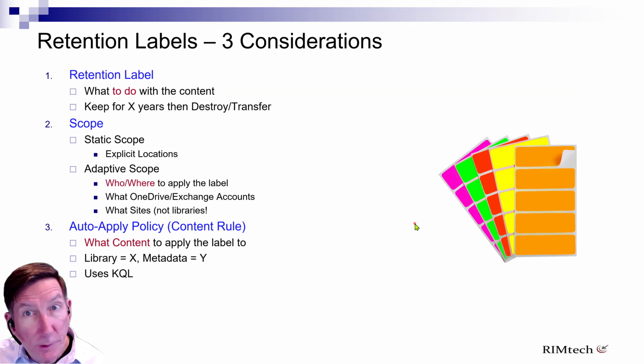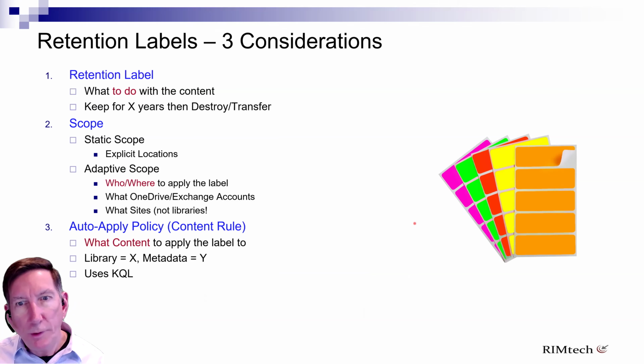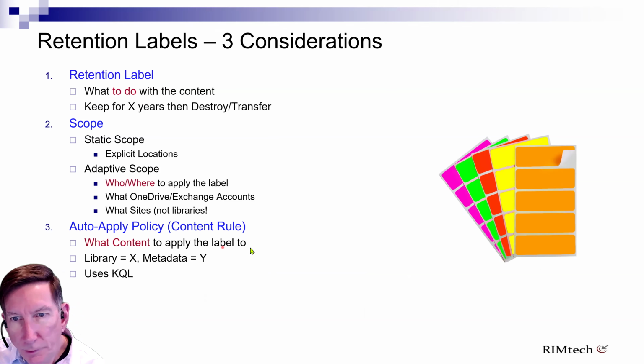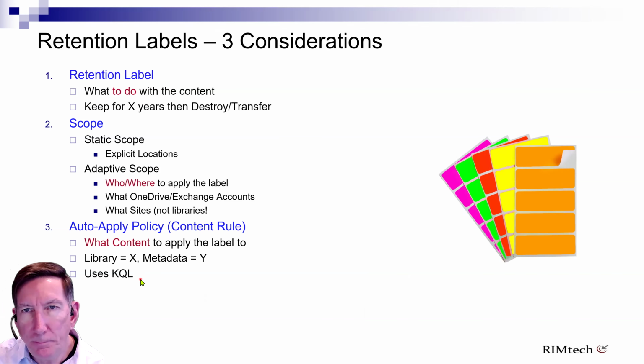The third piece, and this is the important piece, this is where we're going to focus a lot: the auto-apply policy, or the content rule, which is what you are going to do with this retention label. You've got tons and tons of content in SharePoint, but what labels are you going to apply to it? So you can say for library X, all the content with metadata Y, apply this rule to that content. And in order to do auto-apply policies properly, you have to use KQL, Keyword Query Language, which we'll talk about later.